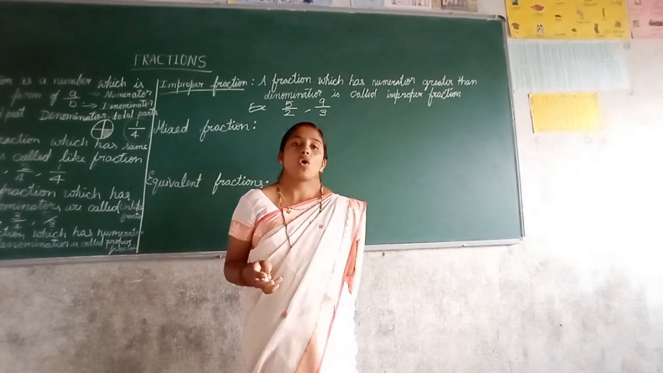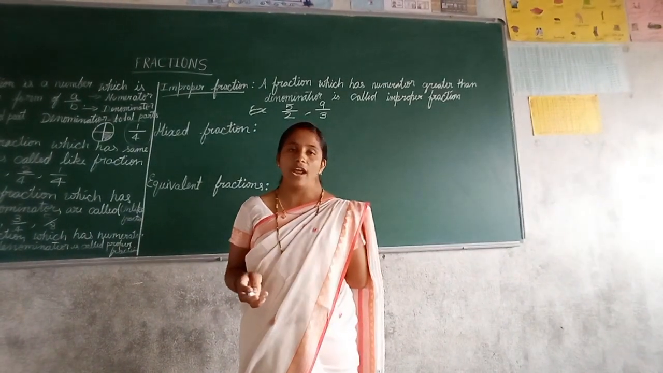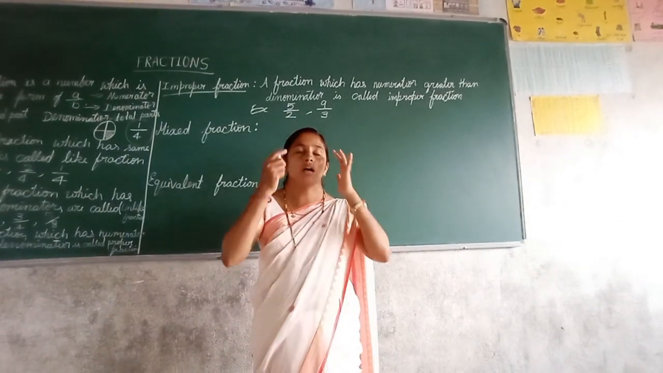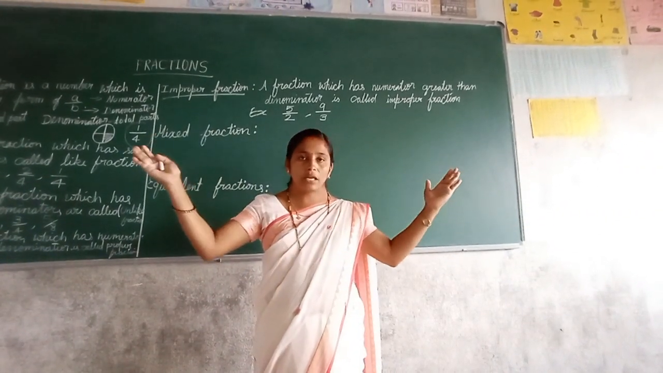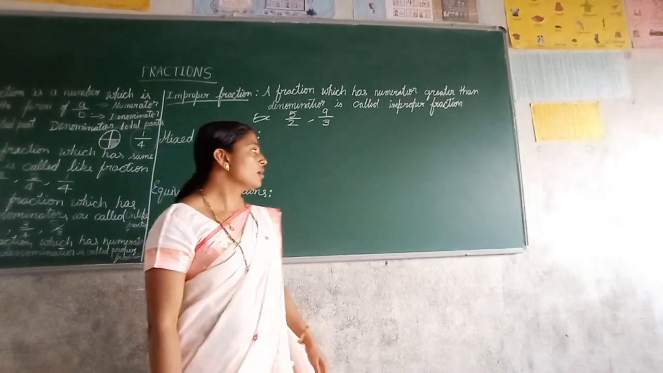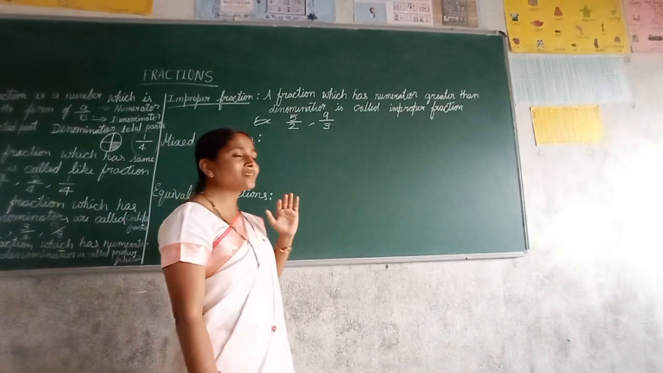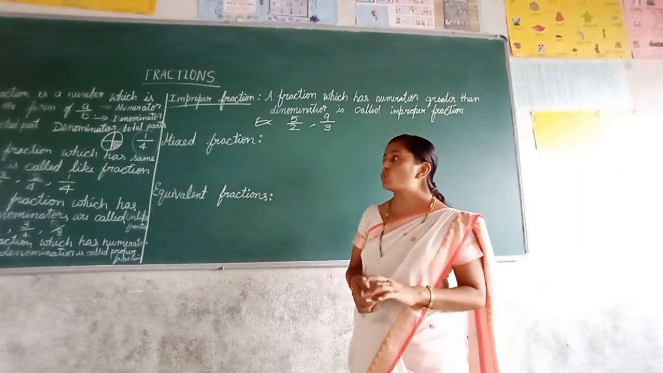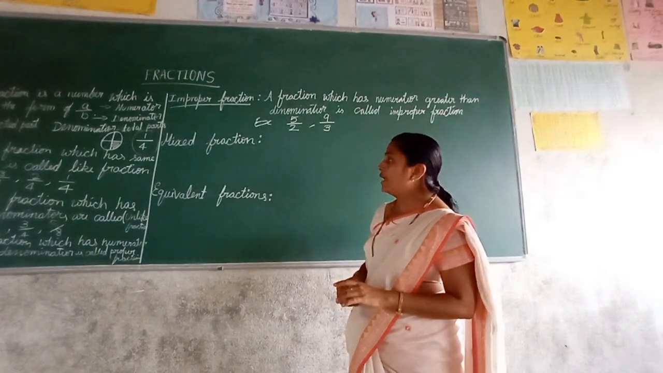So that is called improper fraction. It means the denominator is smaller, the numerator is bigger, it looks odd, so it is called improper fraction. You must understand all these words because it is helpful when we are solving the exercise.